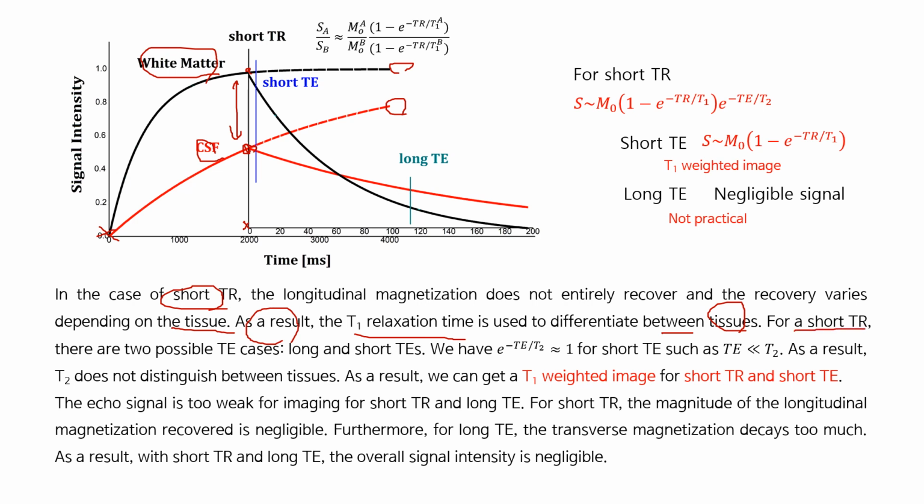For short TR, we also have two possible TE cases, long TE and short TE. For short TE, in this vector, we can put TE to 0, then this vector will be 1. So short TR and short TE, this vector will become 1. So we have signal intensity in this form.